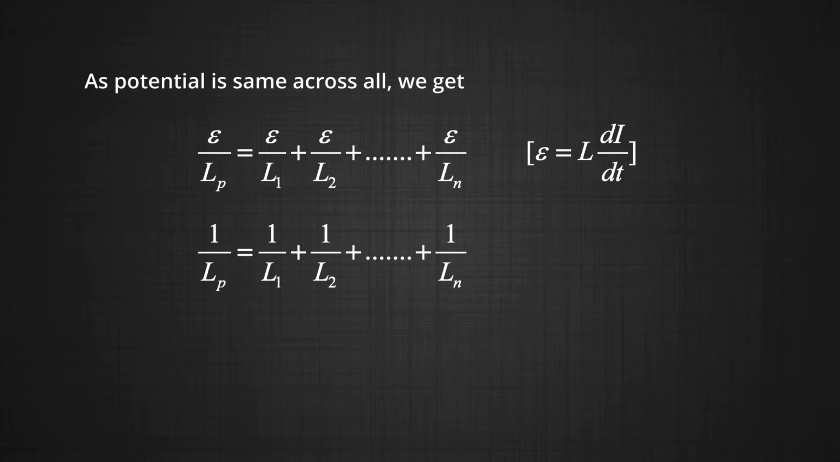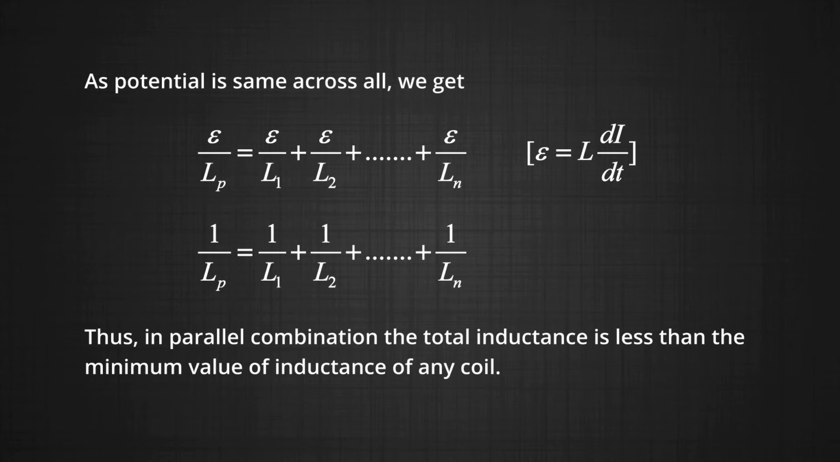So, we get 1 upon Lp is equal to 1 upon L1 plus 1 upon L2 and so on till 1 upon Ln. So, in parallel connection, the reciprocal of combined inductance of any number of coils is equal to the sum of reciprocals of inductance of individual coils. Thus, in parallel combination, the total inductance is less than the minimum value of the inductance of any coil.